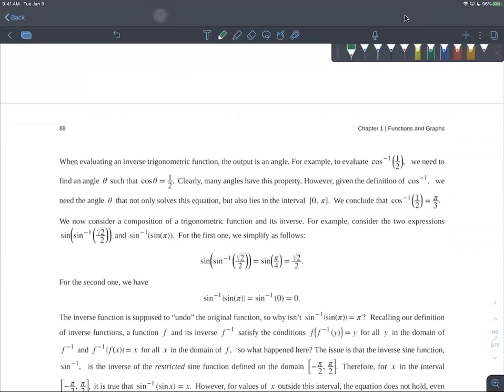Okay, so when evaluating an inverse trigonometric function, the output is an angle. So this is very important here. When evaluating an inverse trigonometric function, the output is an angle. For example, to evaluate cosine inverse of 1/2, we need to find an angle theta such that the cosine of theta is equal to 1/2. So let's take a look at how we could answer this.